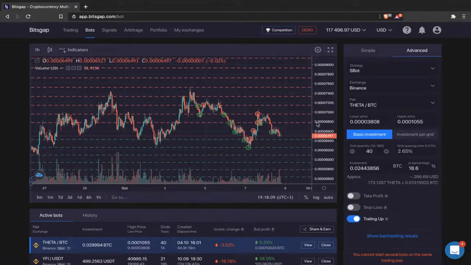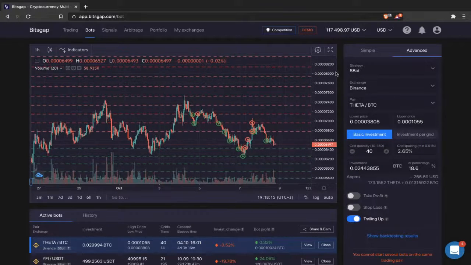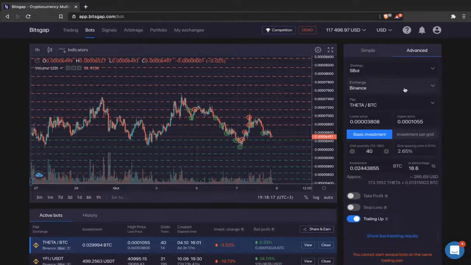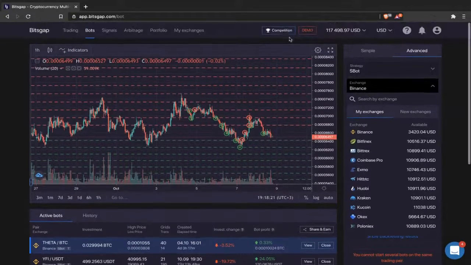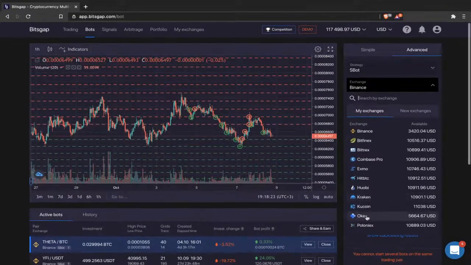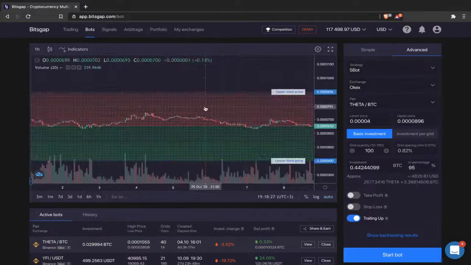And now let's go through the trading algorithm. We will launch our first bot, which you can actually apply at OKEX as well. So since I've mentioned the OKEX competition, let's use the OKEX exchange in this case.